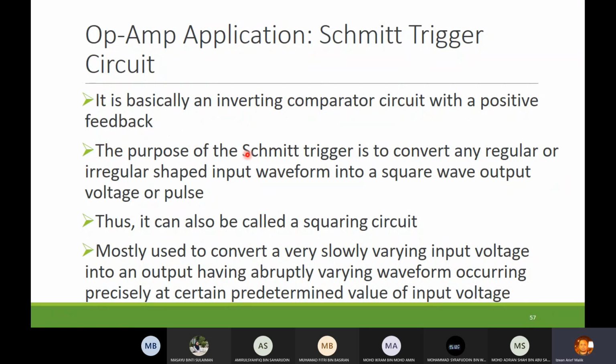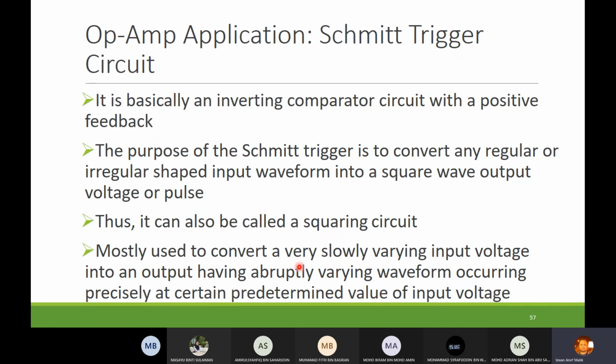Okay, so the purpose of the Schmitt trigger is to convert any regular or irregular shape input waveform into a square wave output voltage or pulse. Thus, it can also be called as squaring circuit. So mostly used to convert a very slowly varying input voltage into an output having abruptly varying waveform occurring precisely at certain predetermined value of input voltage.